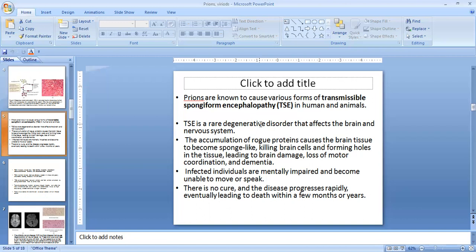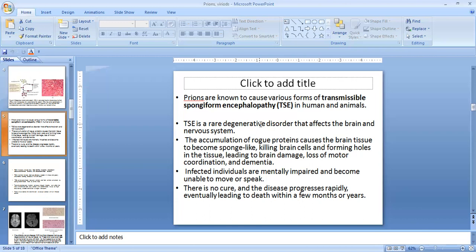What happens when the normal brain tissue turns into spongy form? It becomes functionless, or its function gets completely altered, and some holes are also formed in the brain cells. So the normal brain functioning gets altered and it causes neurodegenerative diseases.